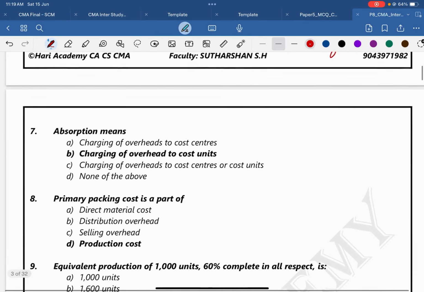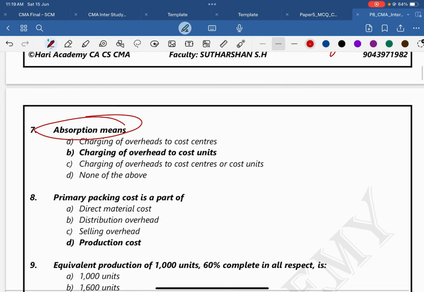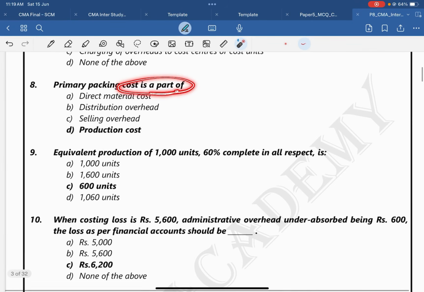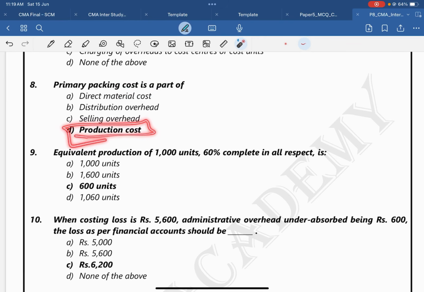Next, question number 7. What is meant by absorption? Absorption is nothing but a charging of overheads to cost units. That's a keyword. Cost units is a keyword. Next, primary packing cost is a part of production cost. Secondary packing cost is a part of what? That is a cost of sales part.